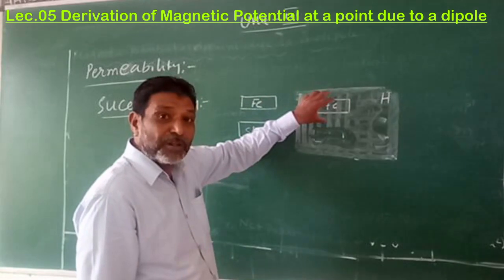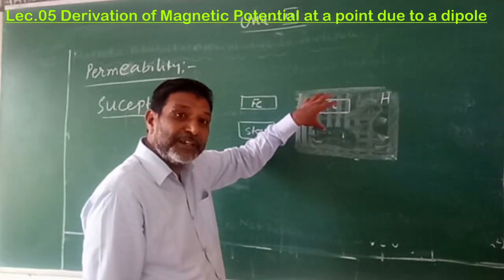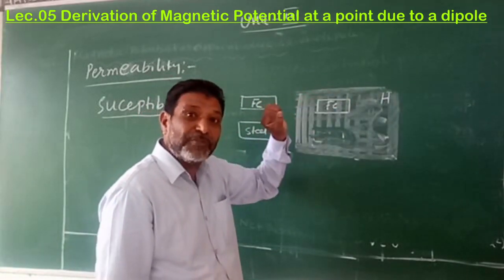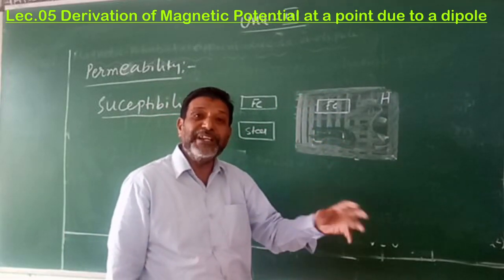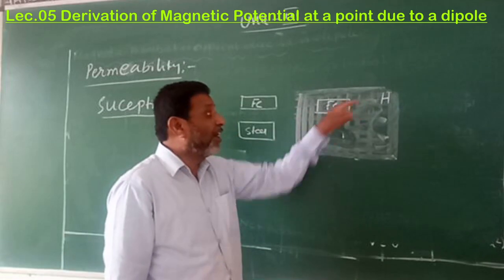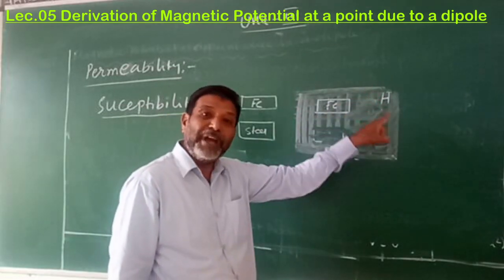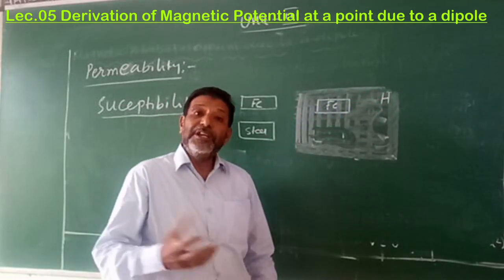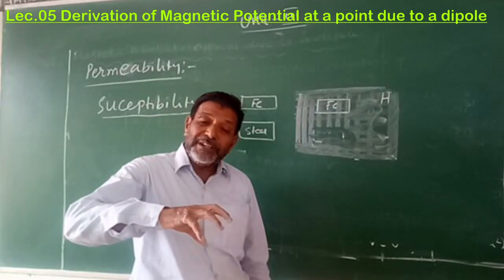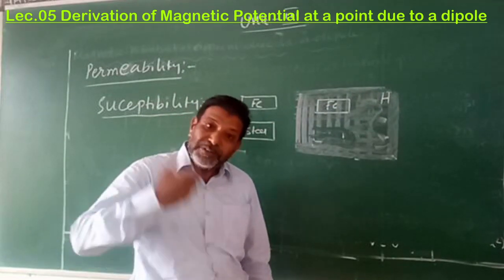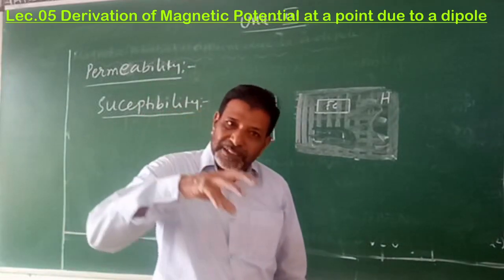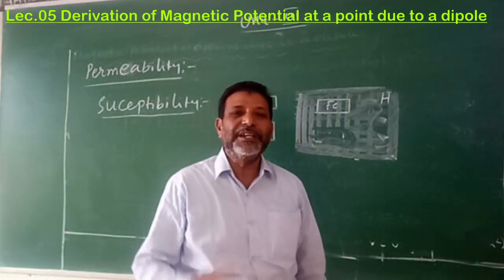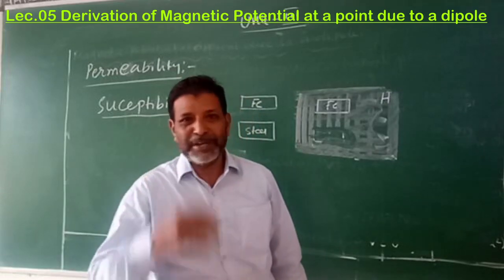Whether a material is more magnetized or less magnetized is measured in terms of what? It is measured in terms of how much magnetic moment it gains after placing it into the magnetic field. If it gains more magnetic moment, then you see it is more magnetized. If it gets less magnetic moment, then it is less magnetized.